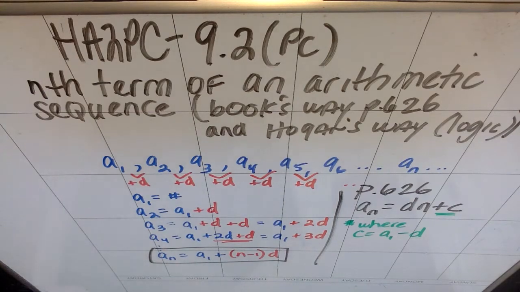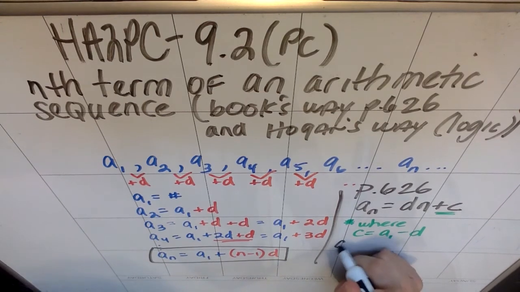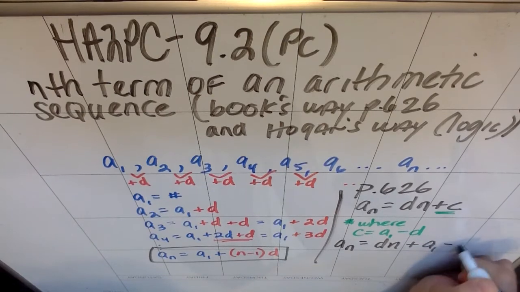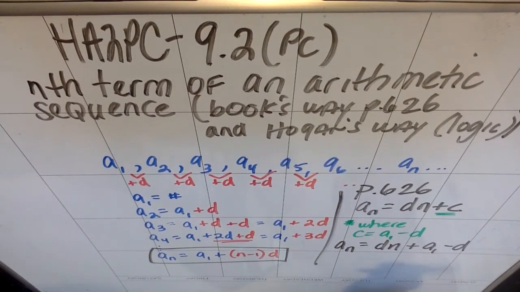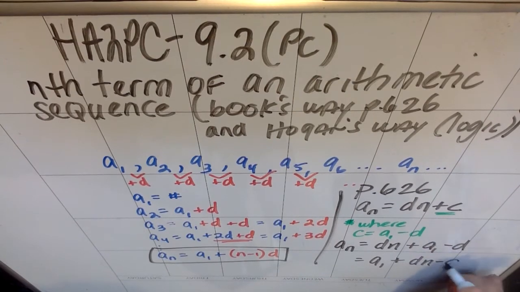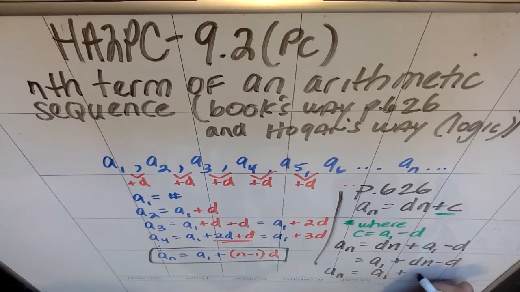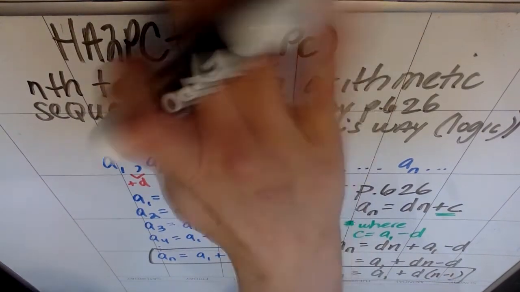Now, if you were to take my formula and their formula and compare them, what you'll find is that they are the same formula. Theirs just requires that you memorize this stupid arbitrary c. Because if I take their formula, I get dn plus a sub 1 minus d, right? If I put a sub 1 at the front, and then I have dn minus d, I can factor a d out, and I get that a sub n is a sub 1 plus d times the quantity n minus 1, which is the same answer I had, just in the opposite order because multiplication is commutative.